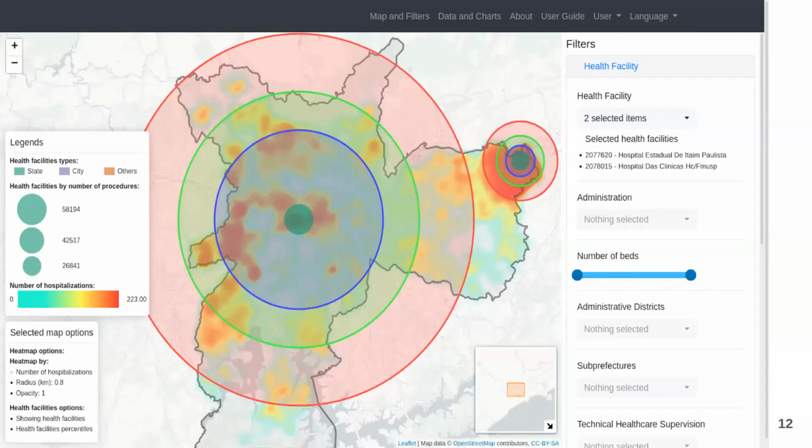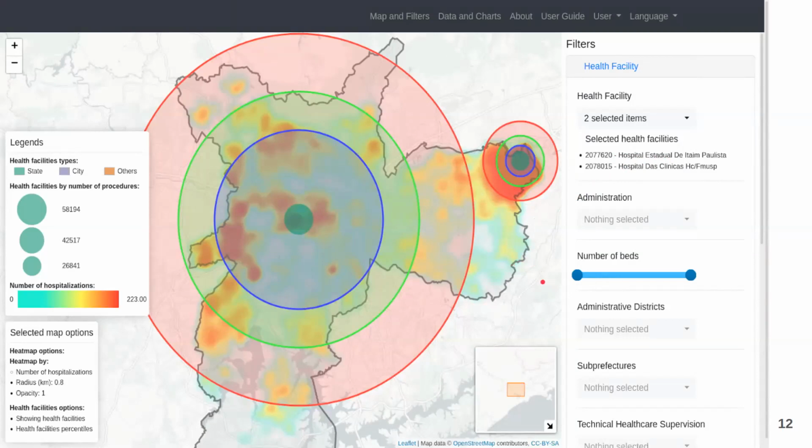We can also show other visualizations. So we are now filtering by 2 health facilities and showing the percentile circles of them. Respectively, the blue, green, and red circles encompass 25, 50, and 75% of hospitalizations. So they can show the pattern of service of the facilities. And in this case, as you may see, one of the facilities attends most of the city, while the other only the close neighborhoods. And that's it.